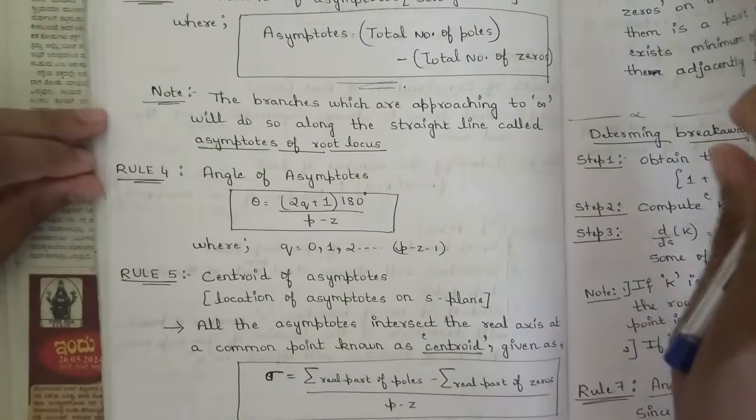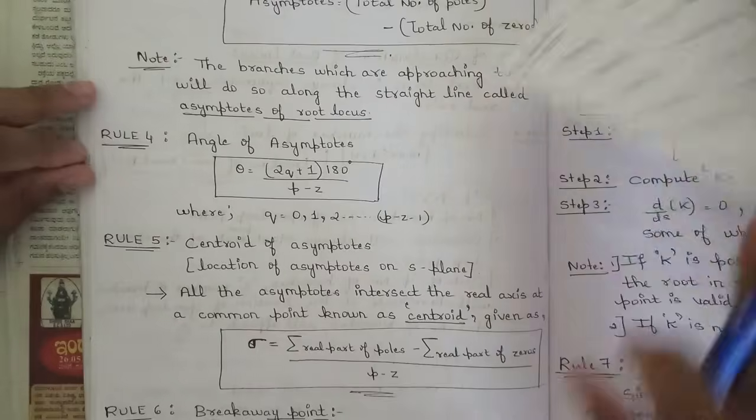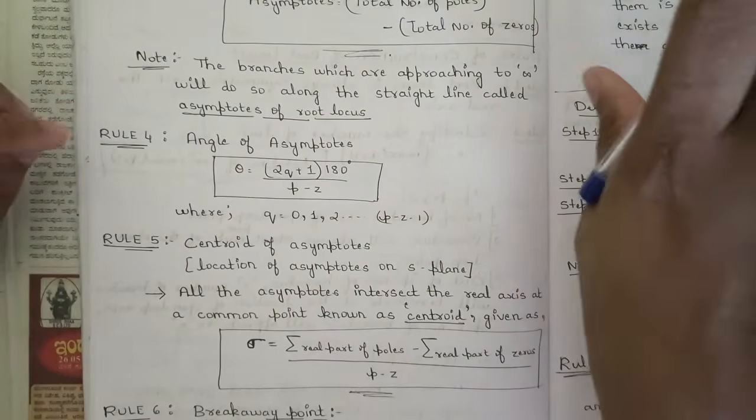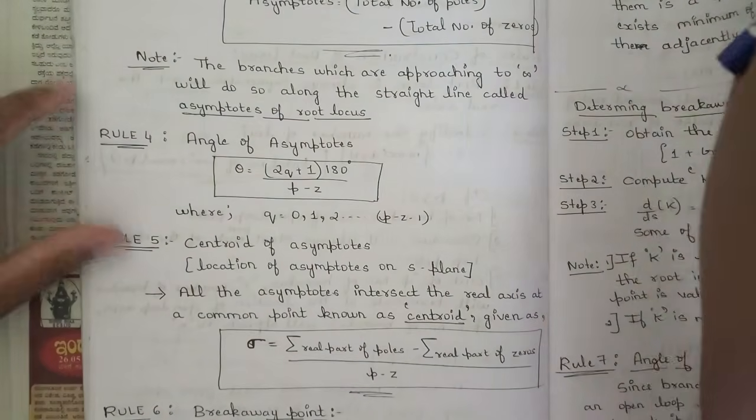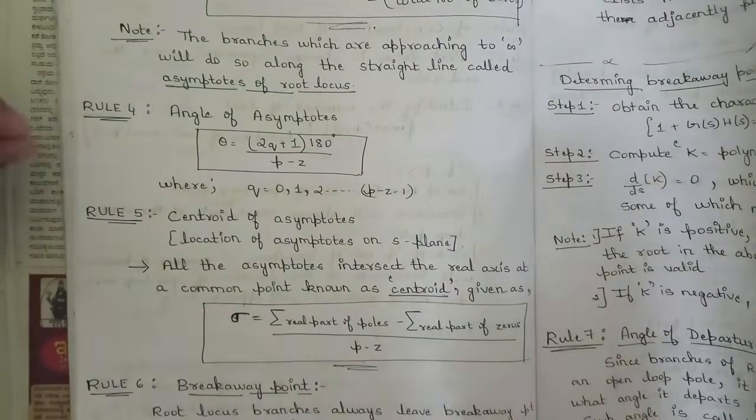Now let's see what rule number 4 is. Rule number 4 is the angle of asymptotes, that is, the angle made by those straight lines. So what are those angles and how are they calculated?